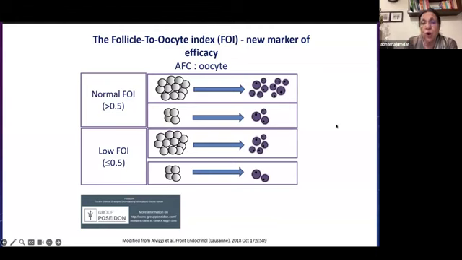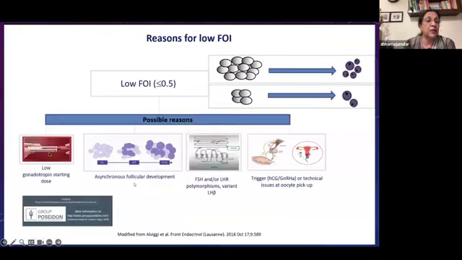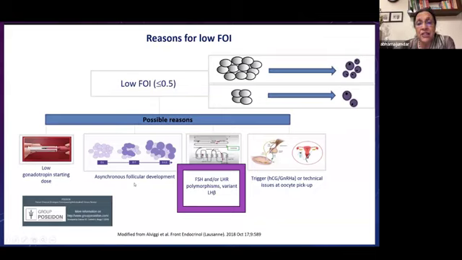And this is most common when we have either started a low gonadotropin starting dose for whatever reasons, or there has been asynchronous follicular development, or there has been FSH and LH polymorphism, the variant LH beta. If this is present, then these patients, even with a so-called adequate dose and synchronous development of follicles, the response will be less. And the last we know for a low FOI is trigger problems or technical reasons for oocyte pickup, which may also lead to a lesser number of eggs picked up.